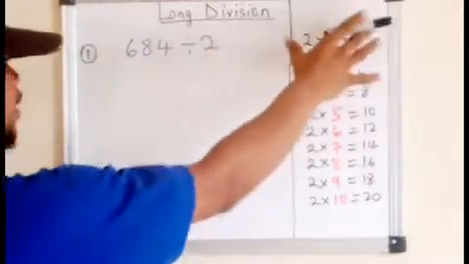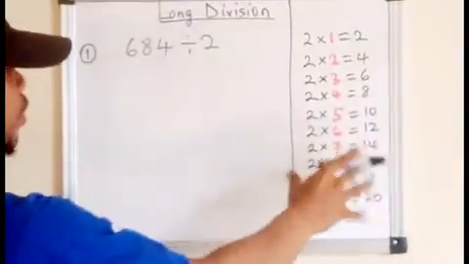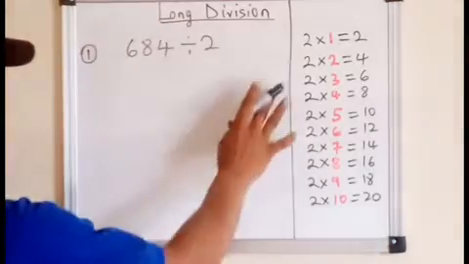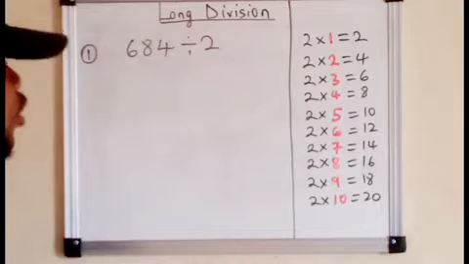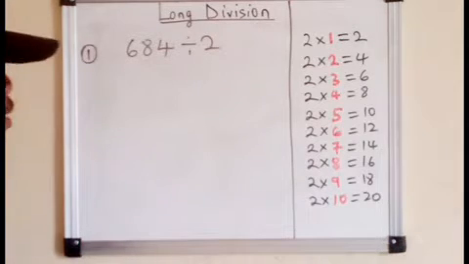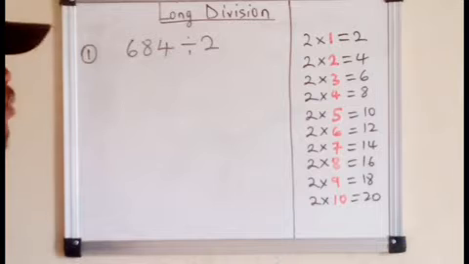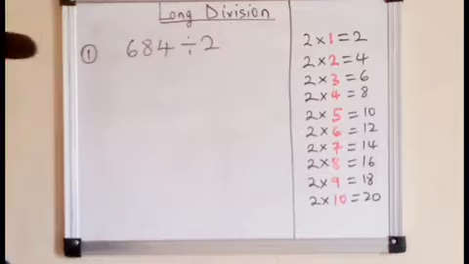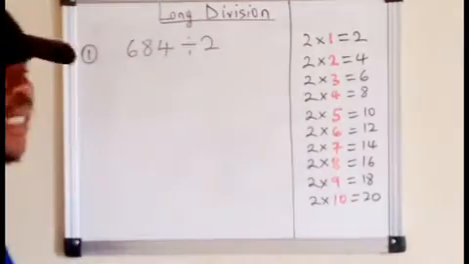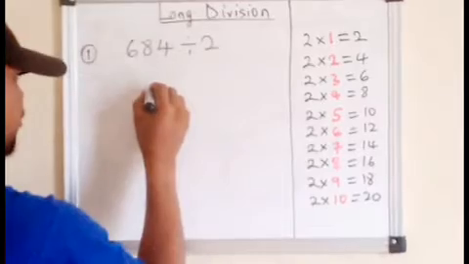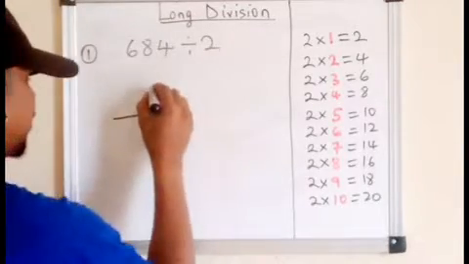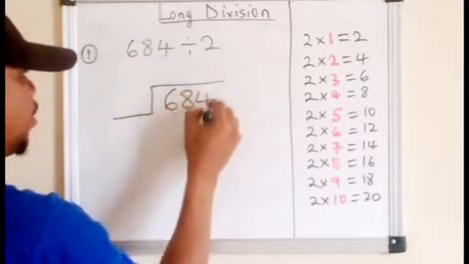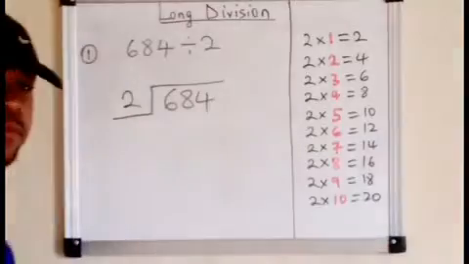So now this is our multiplication table for 2 up to 2 times 10, and therefore our division will be based on 2. Just for you to see the steps involved, just learn the steps, and the steps will be the same in other numbers too. So when we are dividing 684 by 2, we are going to bring in the long division sign. 684 should be written inside, while the 2 dividing should be written outside.